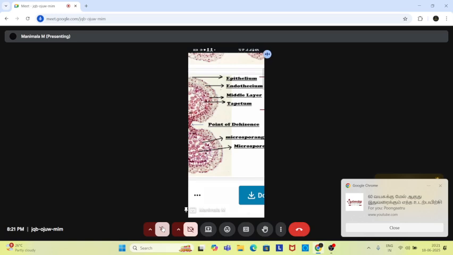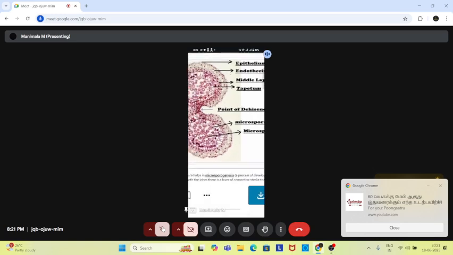The next one is the endothecium. The endothecium is next to the epidermis. This is also made up of a single layer. Hypodermis also we can say. The wall has hygroscopic thickenings, and it is helpful for the dehiscence of the anther. It supports the dehiscence of anthers only.